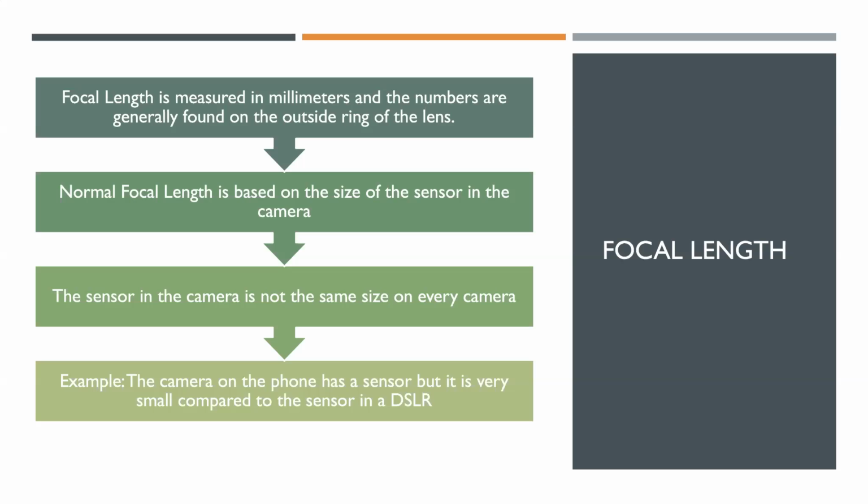So let's just step back a second and talk about our types of cameras. The sensor in the camera is not the same size on every camera, right? The camera on the phone has a sensor, but it's very, very tiny compared to the sensor in your DSLR. So that's going the other direction. The sensor in our phone cameras is very tiny, and so the f-stop and the focal length and everything on our phone cameras is much different than it is on our DSLRs.